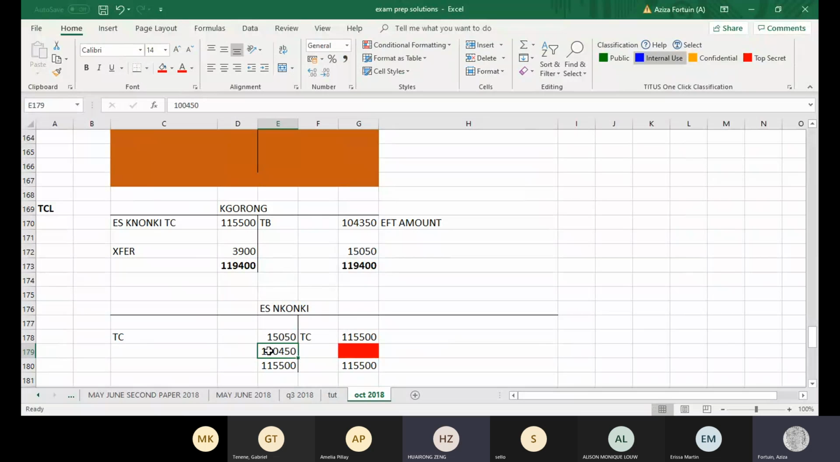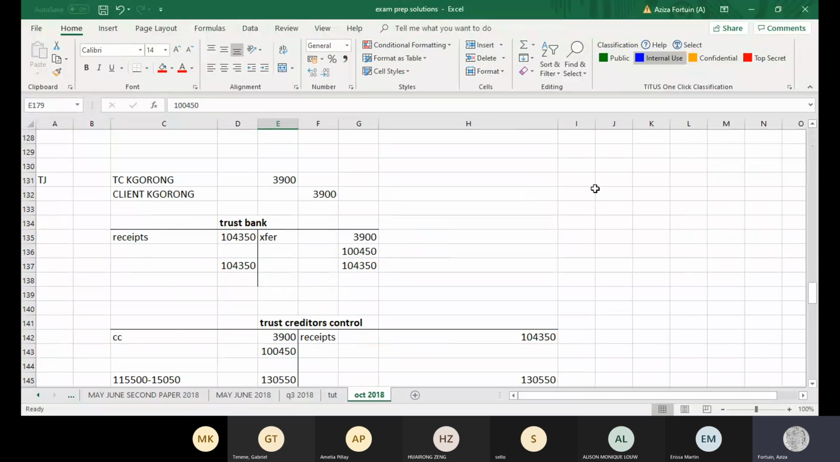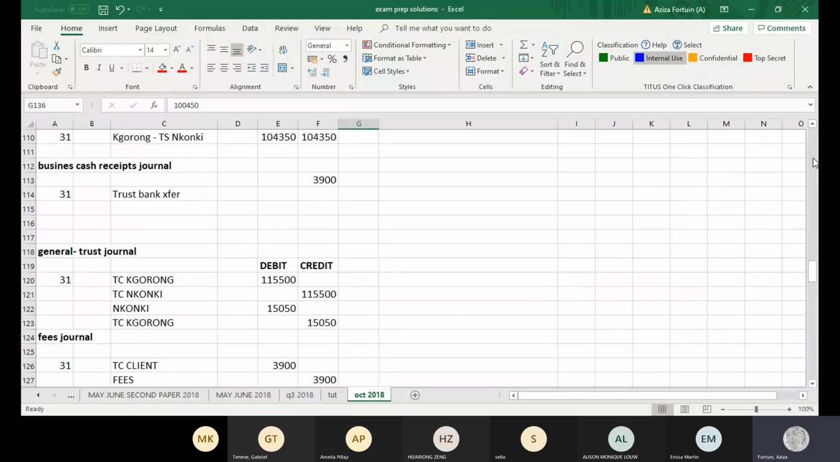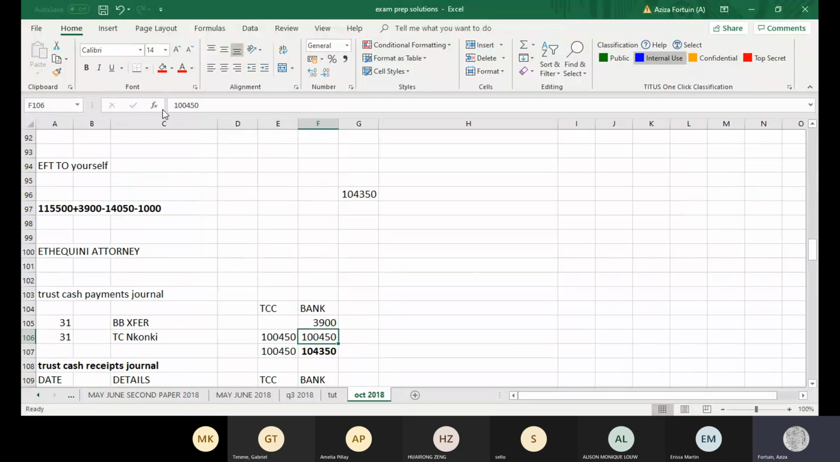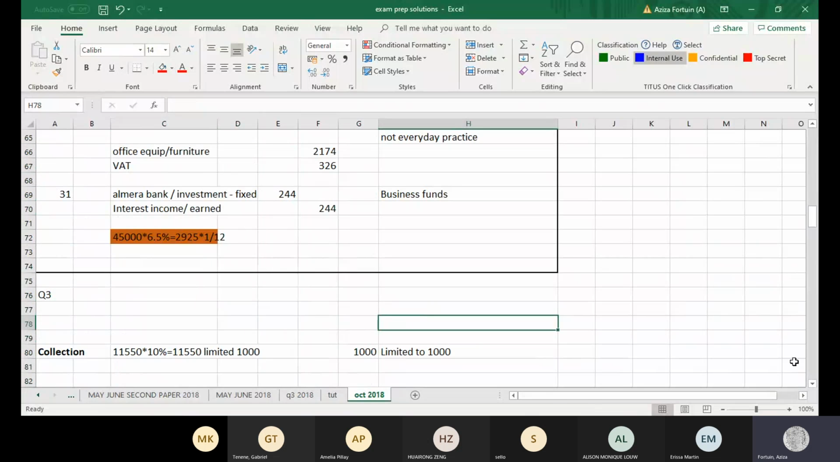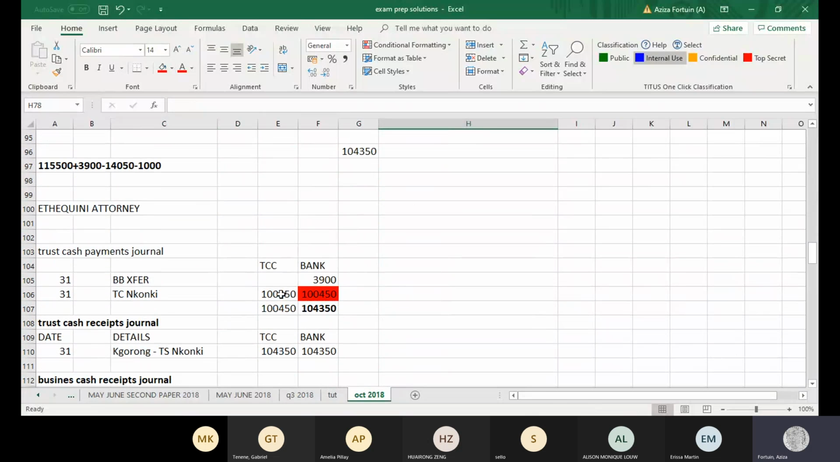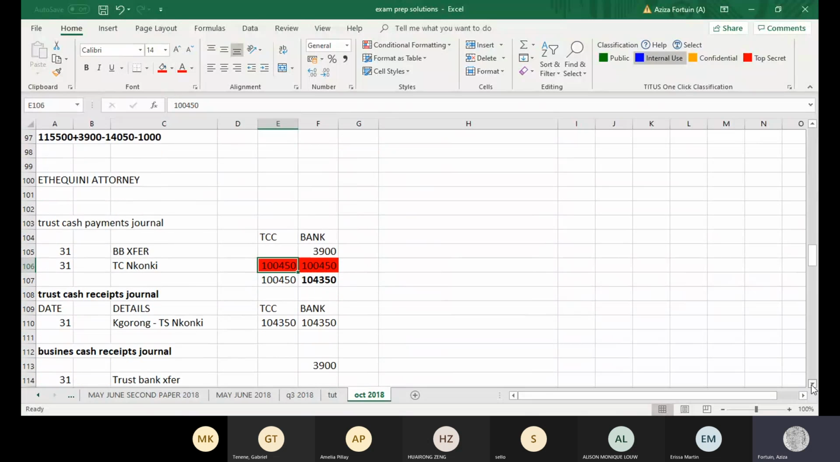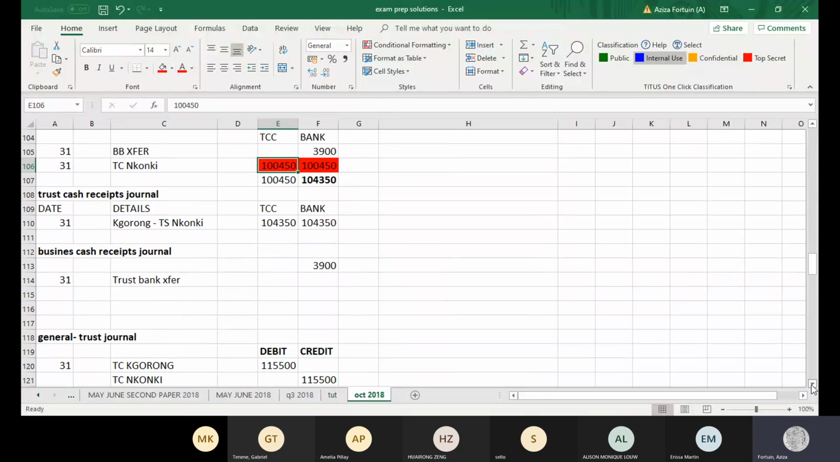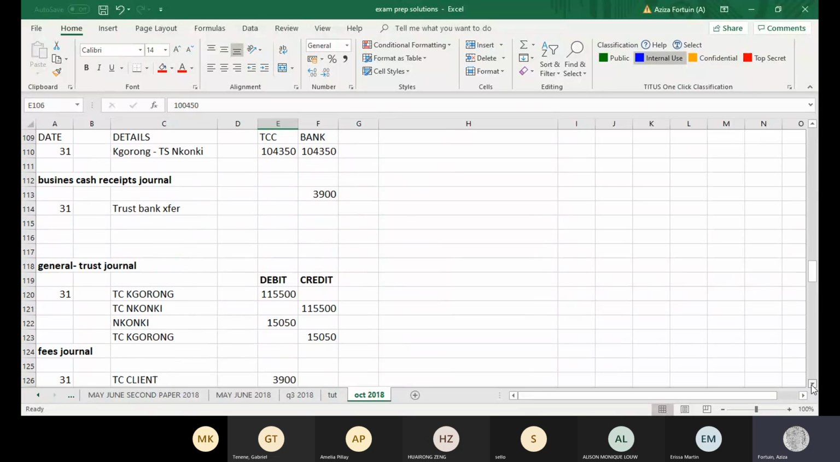Okay, thanks, Maggie. Can you see there the 104.50? It's the same 104.50 that we had here. It's the same 104.50 that we calculated here. Can you see? I'm just color coding it for you. Can you still see my screen? Okay.